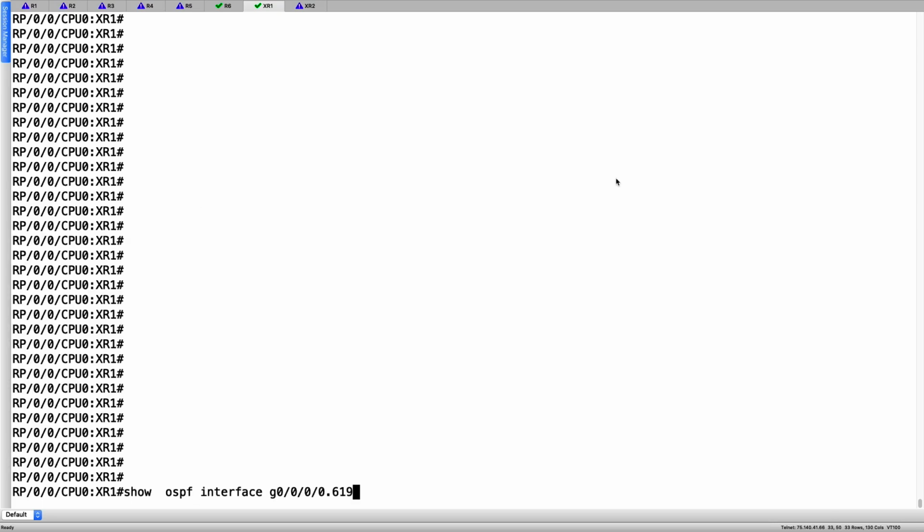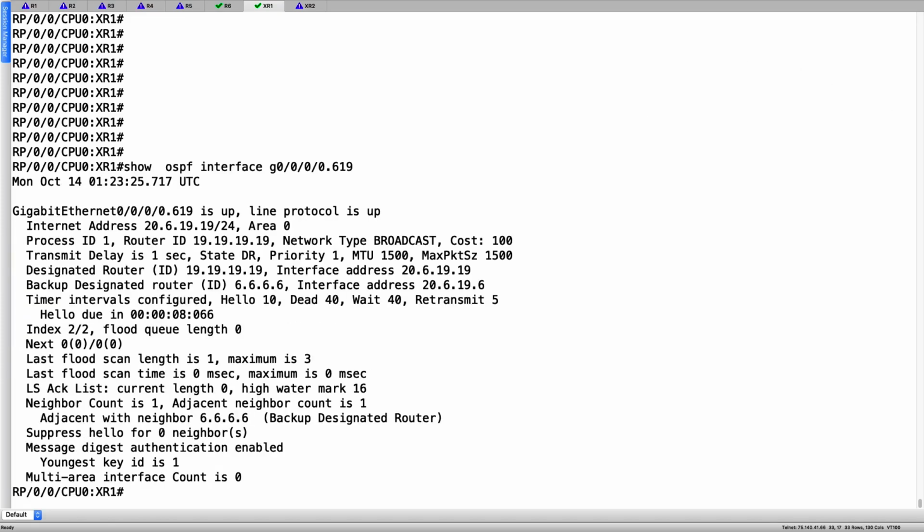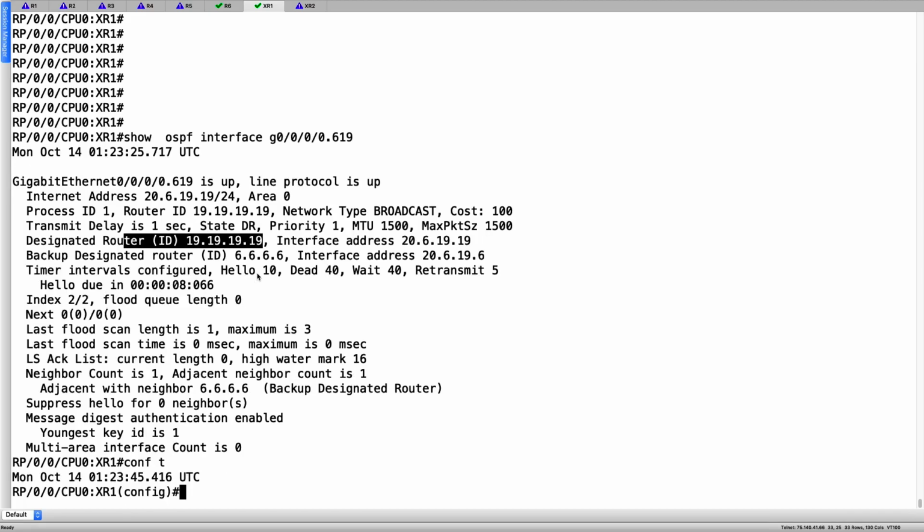So let's do a show OSPF interface gig 0/0/0/0.619. As you can see here, the network type is broadcast. Hello and dead is 10 and 40. There is a BDR, and XR1 thinks that he is the DR on that segment. However, for R6, there is no DR because it's point to point. So my neighborship is not going to be stable.